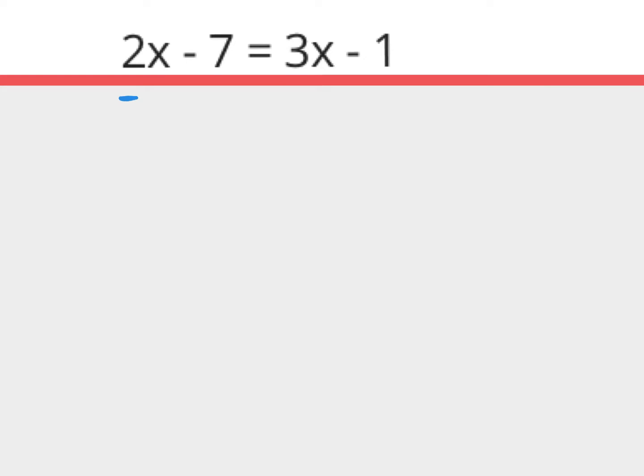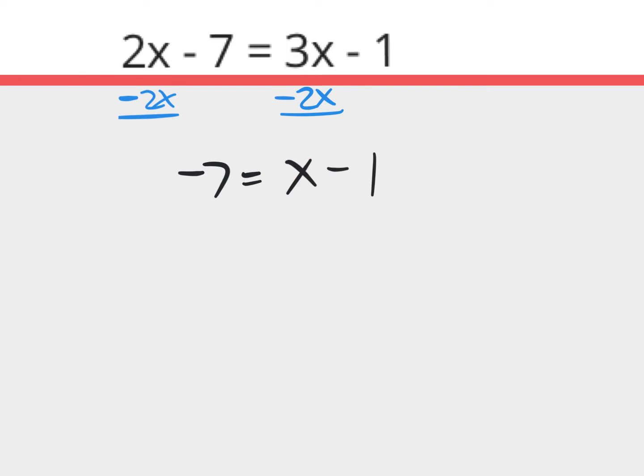So let's get rid of that 2x by subtracting 2x. That'll cancel out. What you do to one side, you must do to the other. Subtract 2x from the 3x. So your new equation is that -7, it's going to come down. The equal sign is going to come down. And we know that 3x take away 2x is simply 1x. And you don't even have to put the 1 in front of the x. And that -1 is also going to come down.